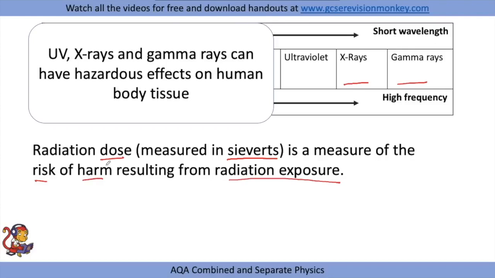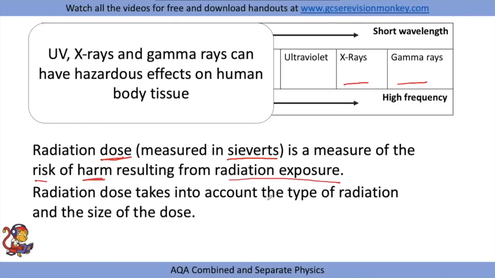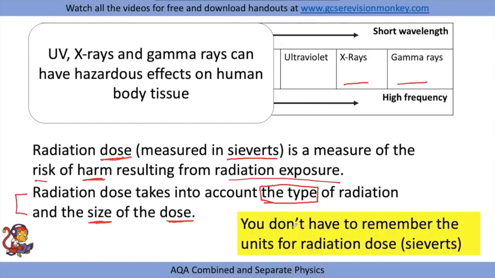And you need to know how the radiation dose is going to affect you and what the risk of harm is. So radiation dose takes into account two things. It takes into account the type of radiation that you're exposed to and the size of the dose that you get. Okay, so you need to bear in mind that radiation dose takes into account the type and the size of radiation that you are exposed to, but you don't have to remember that the units are sieverts. So you might see sieverts in a question when they're talking about dose, but you don't have to remember those units. So let's look at the uses of some of these electromagnetic waves.